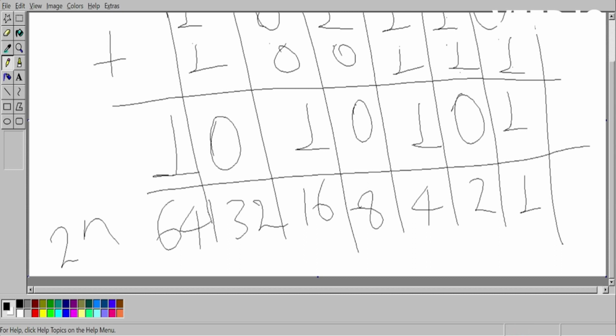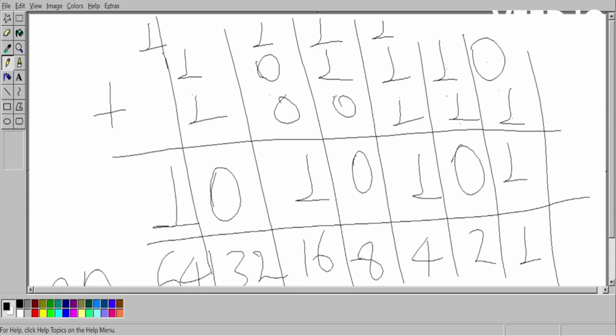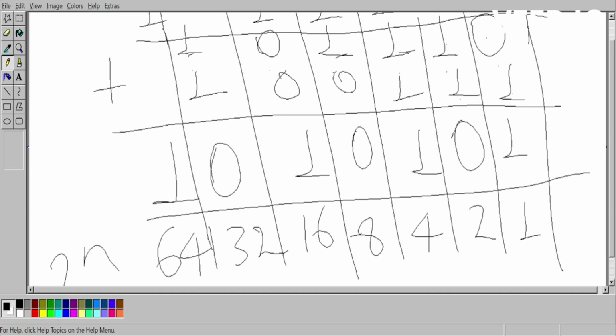What I'm going to do now is add the values of 2 to the power of n where the outputs are 1. So 1, 1, 1, 1. There is 1 in 2, 3, 4 places. That means 1 here, 32, plus 1 here, 8, 40, plus 4, 44, plus 2, as there is 1, 46.